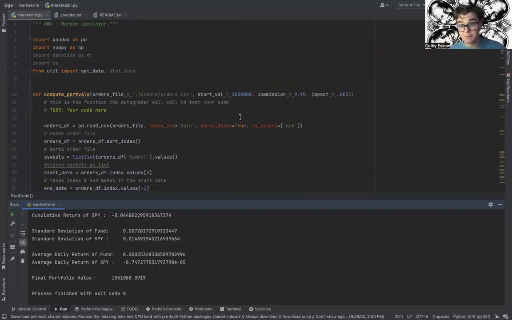Okay, so I'm Colby Eskew. This is my code for homework for the market sim.